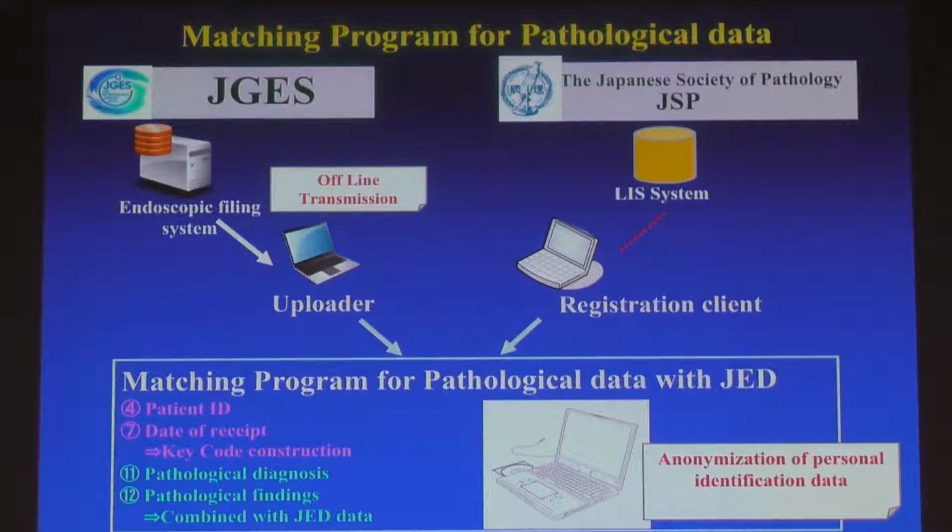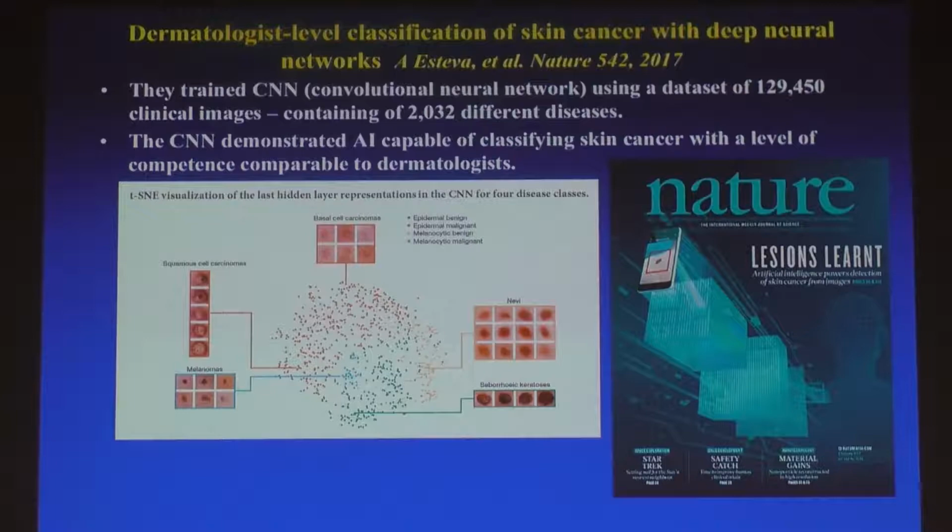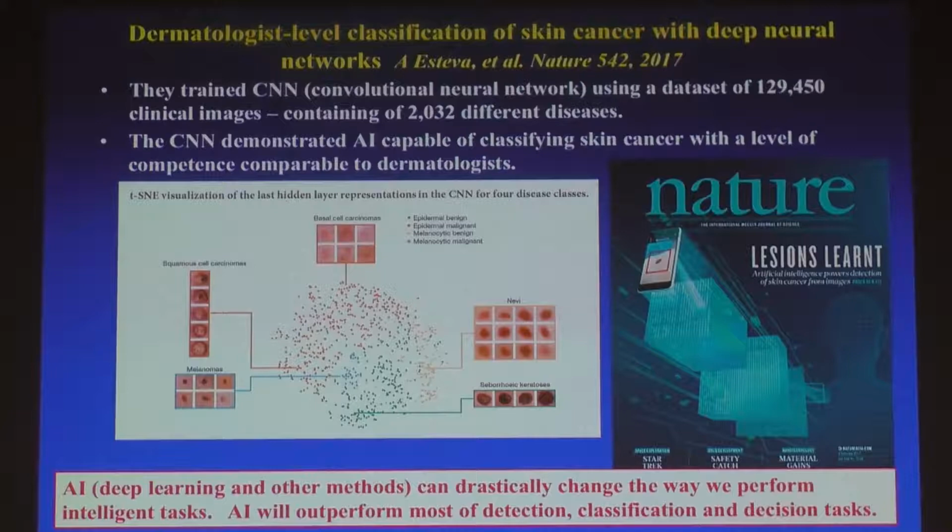Last year in Nature, "Dermatologist-level classification of skin cancer with deep neural networks" was published. This paper demonstrated AI capable of classifying skin cancer with a level of competence comparable to dermatologists. So I think artificial intelligence can drastically change the way we perform intelligent tasks. AI will outperform humans in detection, classification, and decision tasks.